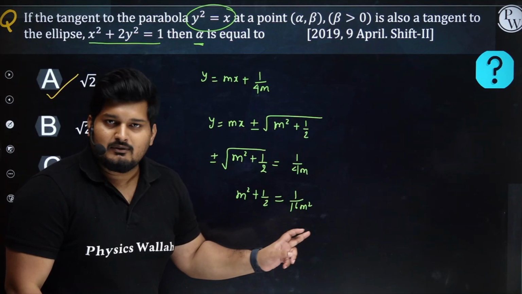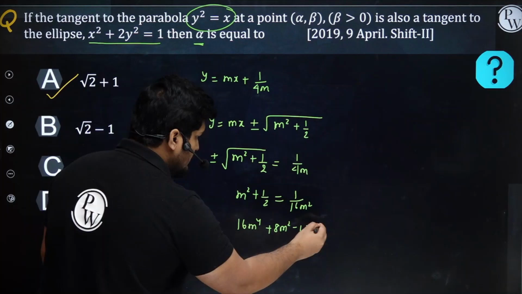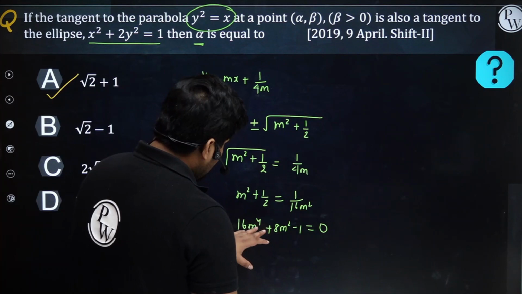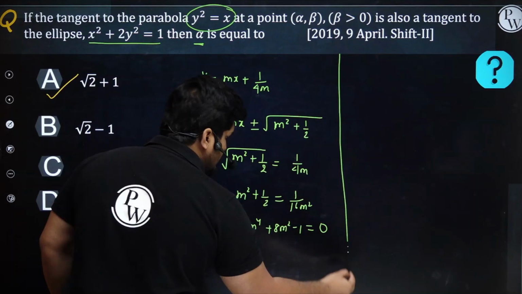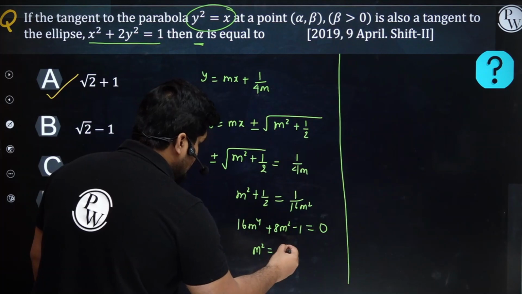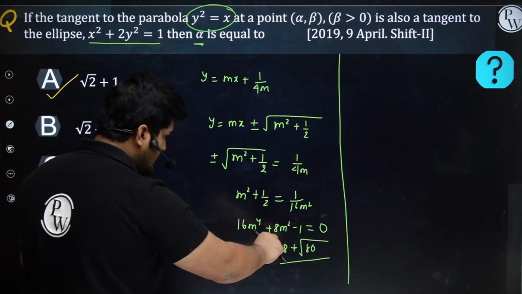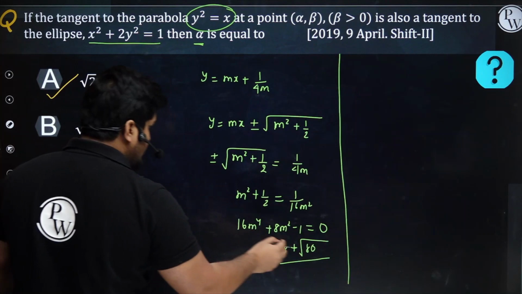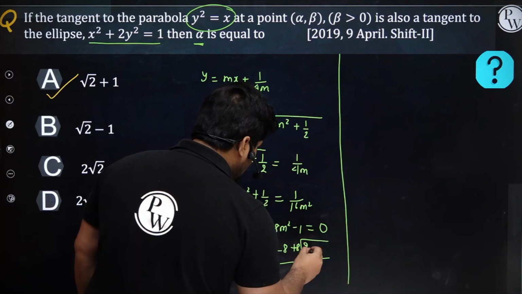Just multiply it, like 16m⁴. Plus 8m² minus 1 equal to 0. Now clearly this is 16m⁴ plus 8m² minus 1 equal to 0. We have to find this point of contact. So can we find m from here? m² will be equal to minus b plus minus the square root of b² minus 4ac. b² is 64, so plus 64, so 2 into 64, so 8 root 2 divided by 2a, 32.